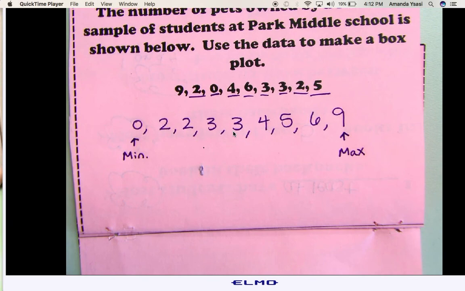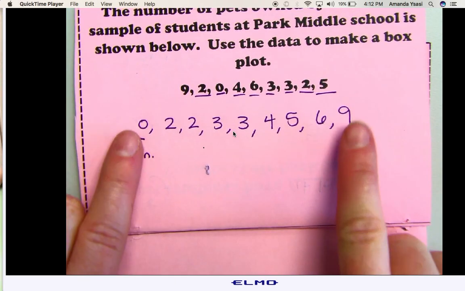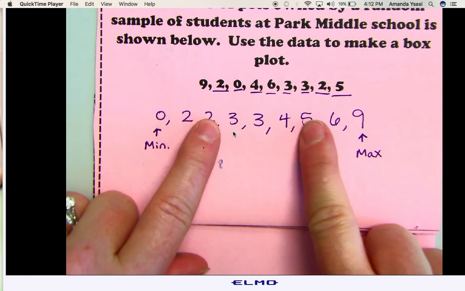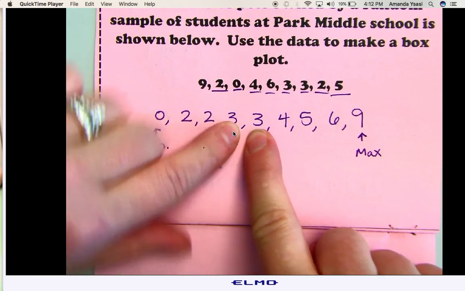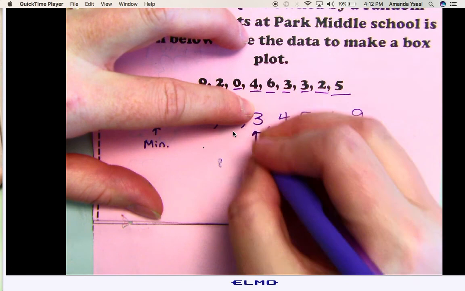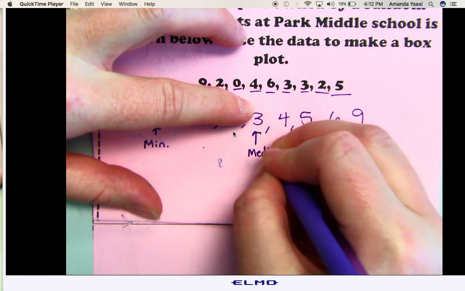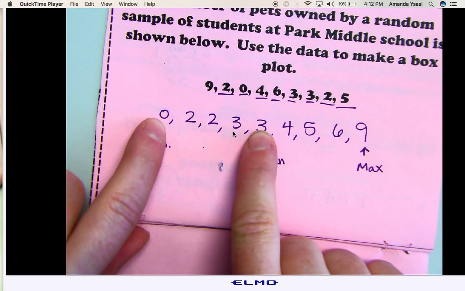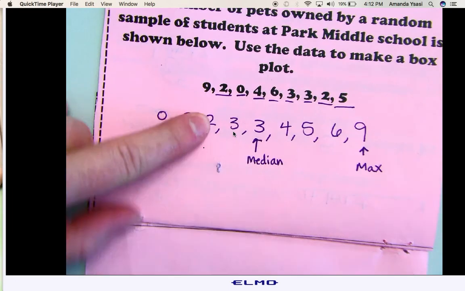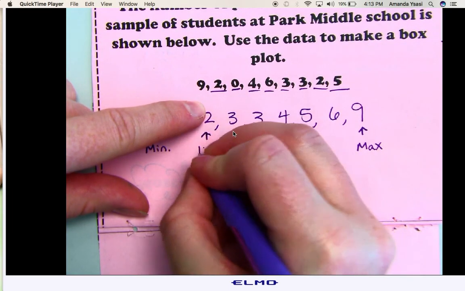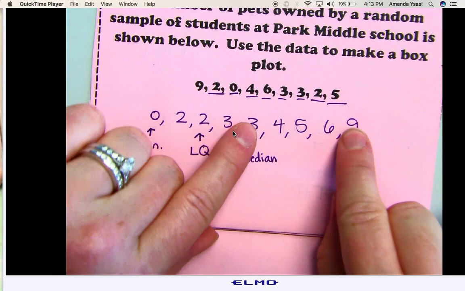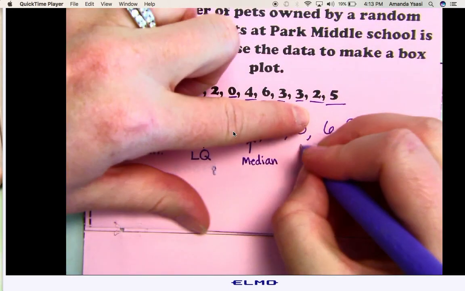Then we need our median. So let's count until we get to the middle. So 1, 2, 3, 4. So this is our median. Okay, and then we need our first lower quartile and our upper quartile. So we look here, so we count down. So this is our lower quartile. And so we do the same thing here. This is our upper quartile.